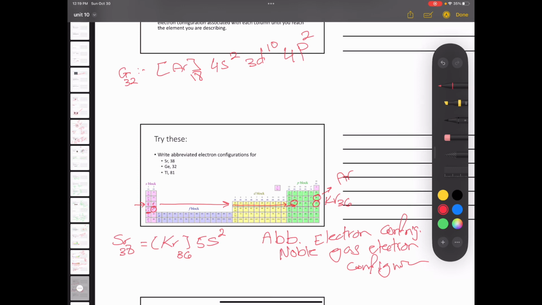Okay, how did I know it is a 4p? Because it does say 4p on this block in the periodic table.